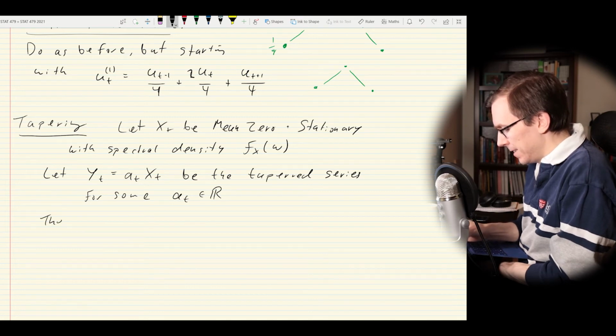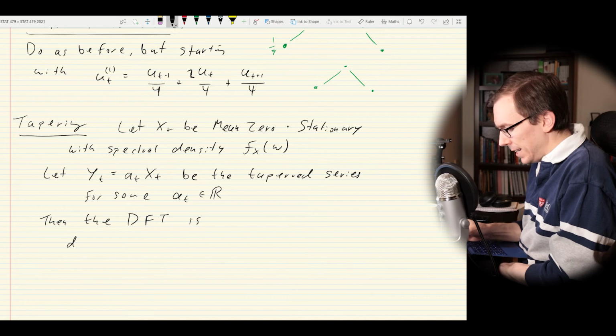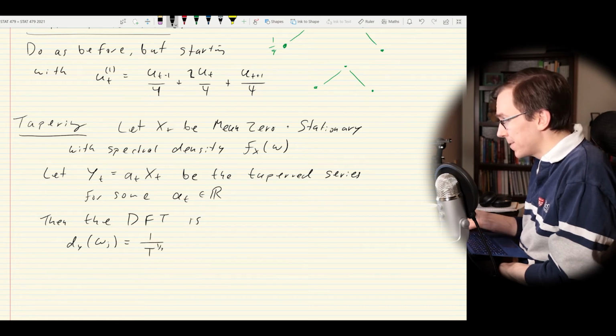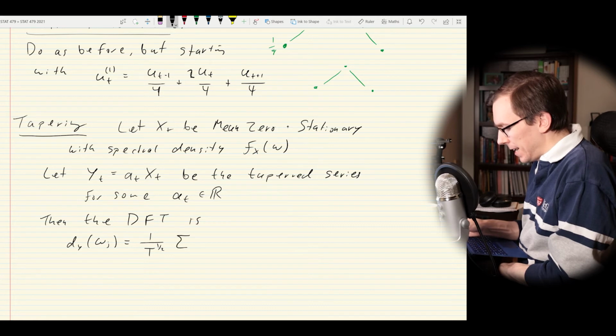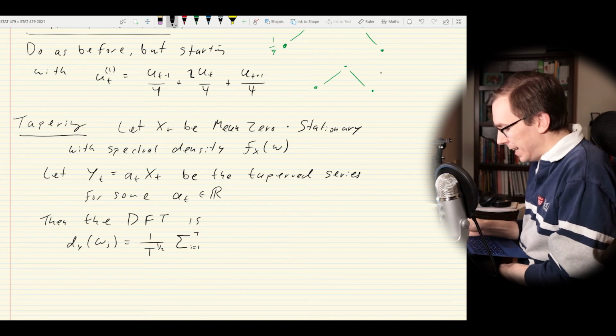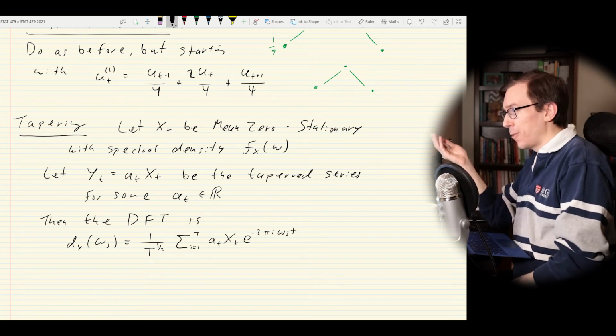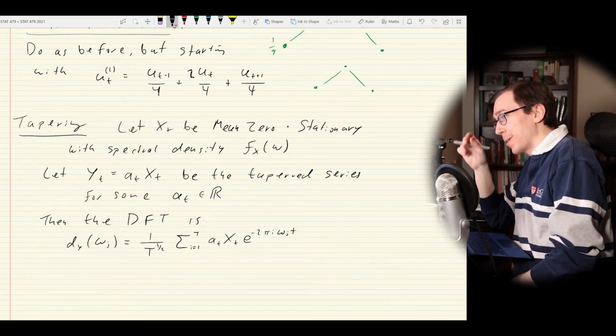So then the discrete Fourier transform is what? Well, d_y at omega_j is going to be 1 over the square root of T, still the same data size, summing t from 1 to capital T, and we're taking our data, which in this case is a_t x_t, and multiplying by that complex exponential to get our discrete Fourier transform.